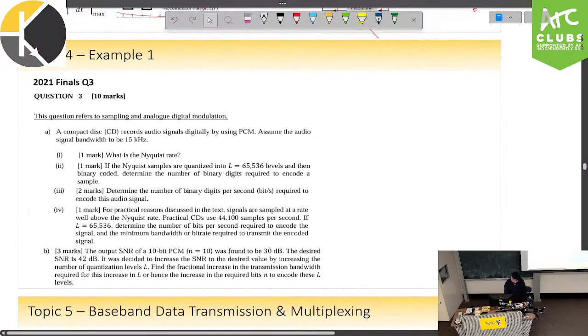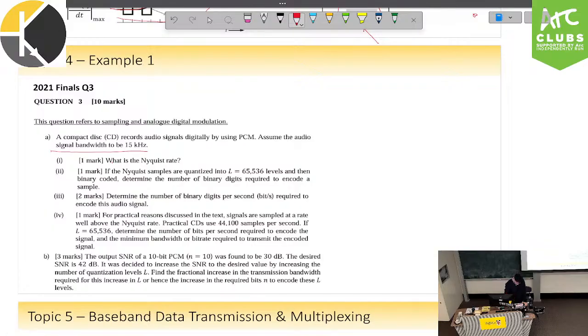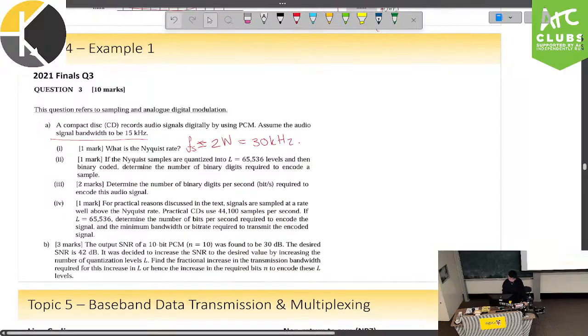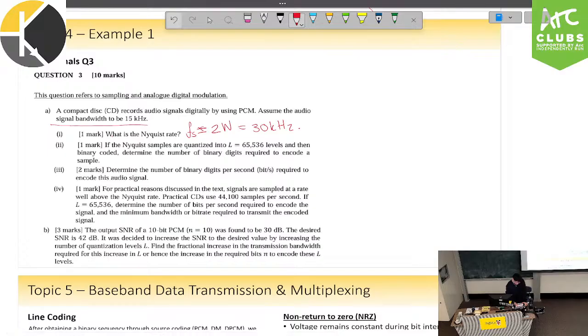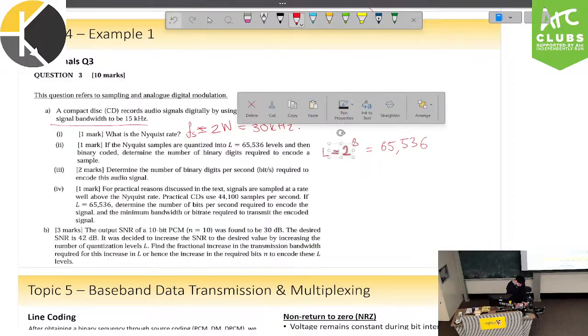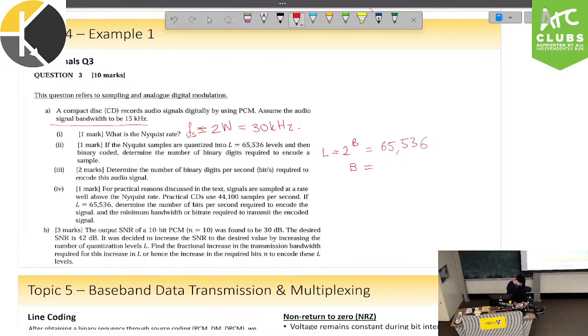So this question is from the 2021 finals, question 3. We are transmitting a signal with bandwidth of 15 kilohertz. The Nyquist rate of this will always be twice your bandwidth. So we will have a 30 kilohertz sampling frequency. If the Nyquist samples are quantized into that many levels, then determine the number of digits required to encode this sample. So as I wrote earlier, we have the number of levels equals 2 to the power of the number of bits, and we just need to find what value of b corresponds to this value. So doing the calculation, we find that b is 16.